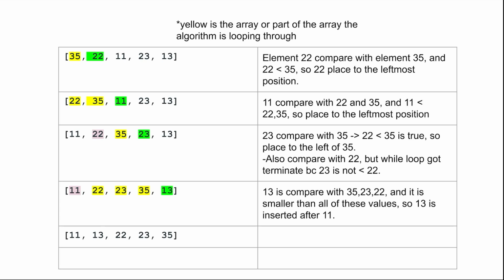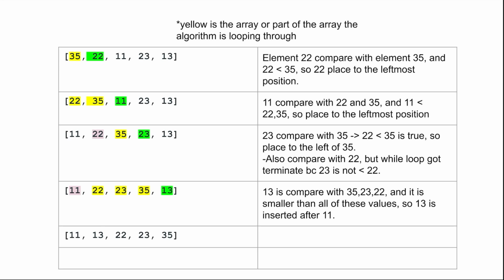Then 23 is going to compare with 35 and 22, and it is smaller than 35, so it's going to be placed one position to the left. But when it compares with 22, since it's larger, the while loop will terminate the execution. 23 will just be between 22 and 35, and it will not be compared with 11.